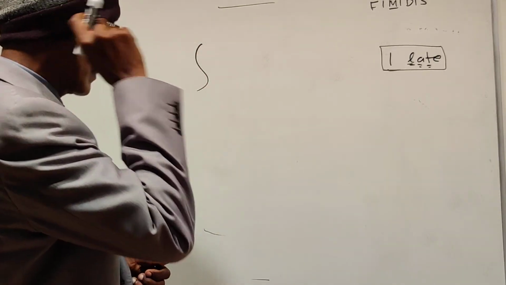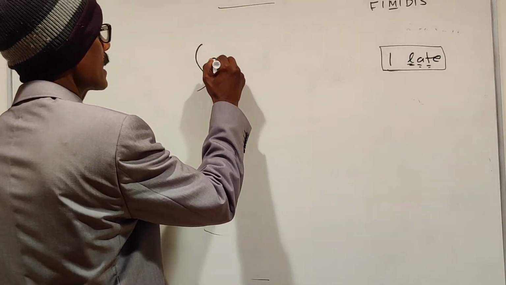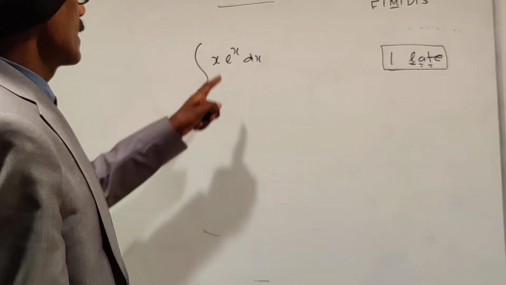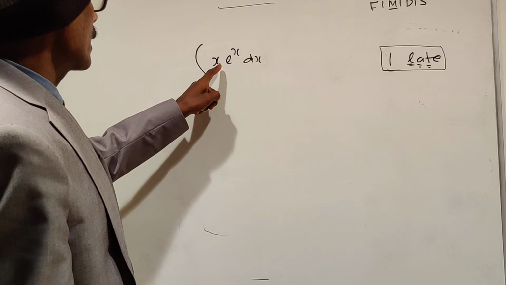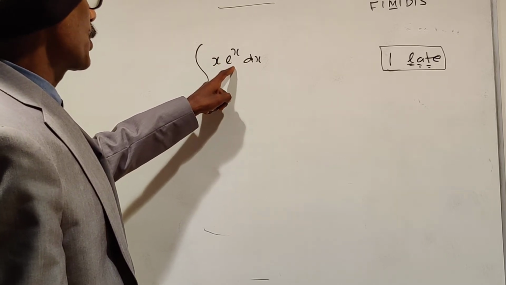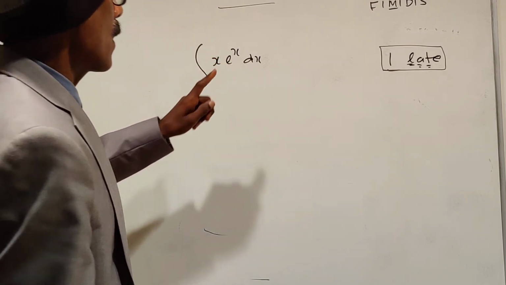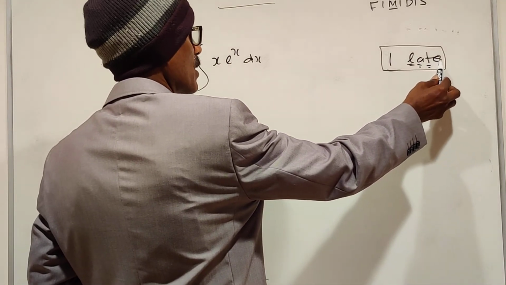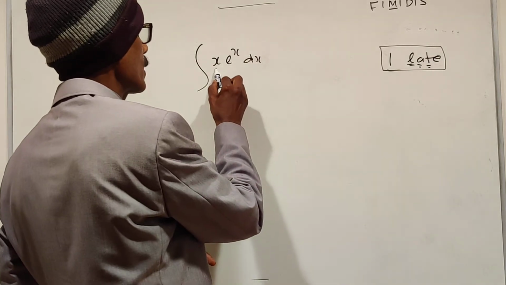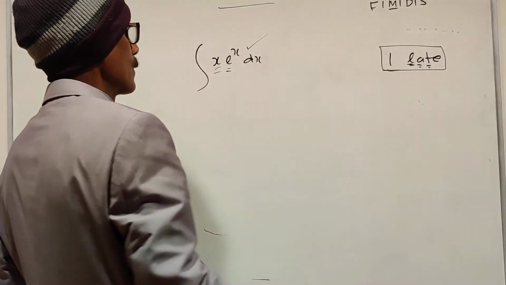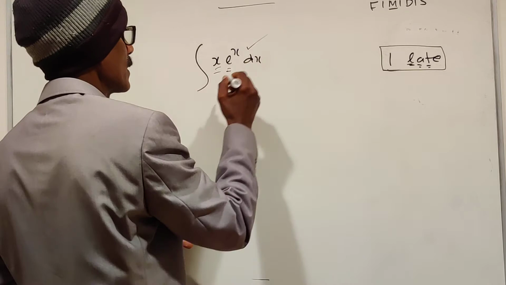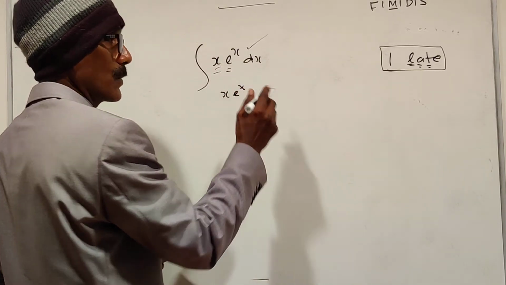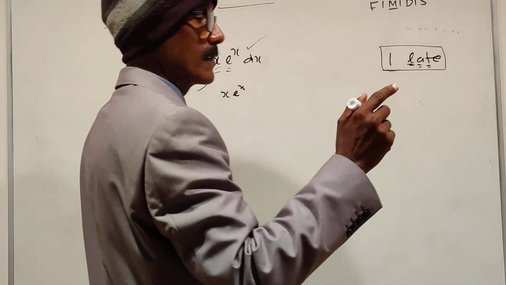Next one, the integral of x e raised to x dx. Okay, what is x? x is an algebraic function. What is e raised to x? An exponential function. So what is the order? The algebraic function comes before the exponential function. That is right. So apply integration by parts. First function x times the integral of the second, e raised to x itself, no change. The integral of e raised to x is e raised to x.